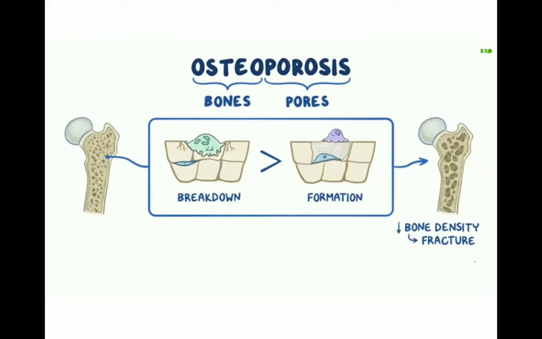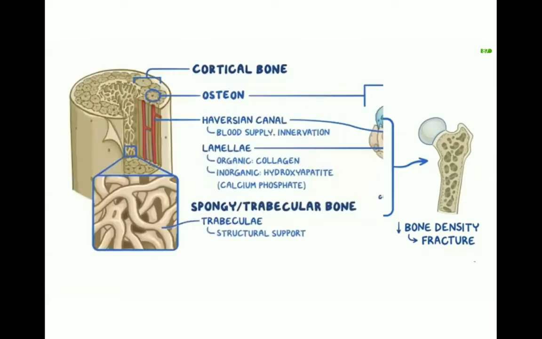Basically in osteoporosis there will be a reduced bone density. Because of the reduced bone density, the bone fragility increases, which in turn makes the bone susceptible to fracture. Okay, that is osteoporosis.